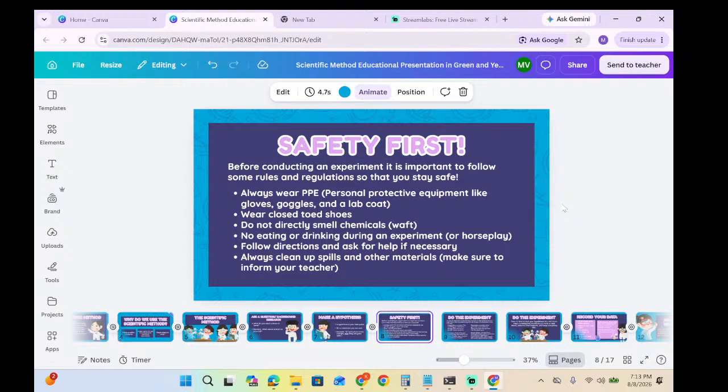And the gloves are not like your mittens. They're gloves that are specifically used for scientific purposes. So these are scientific gloves, scientific goggles, and a lab coat. The lab coat is kind of like your regular coat, but it's much longer, usually white, and it has a lot of pockets. Basically, it protects you so that if any chemicals are spilled on you while you're doing an experiment, it's not getting on your clothes. So that's why we always have to wear PPE.